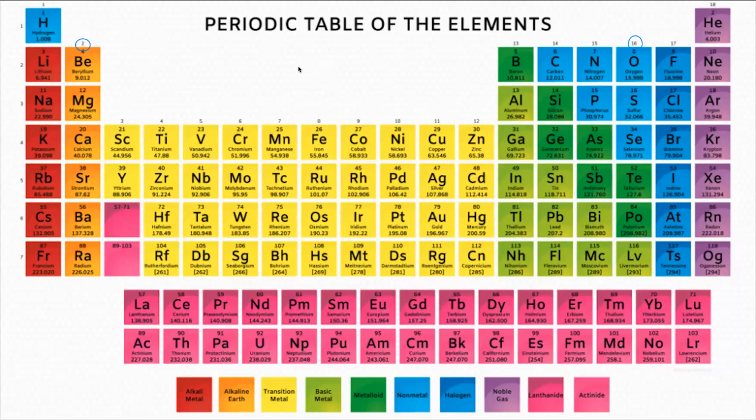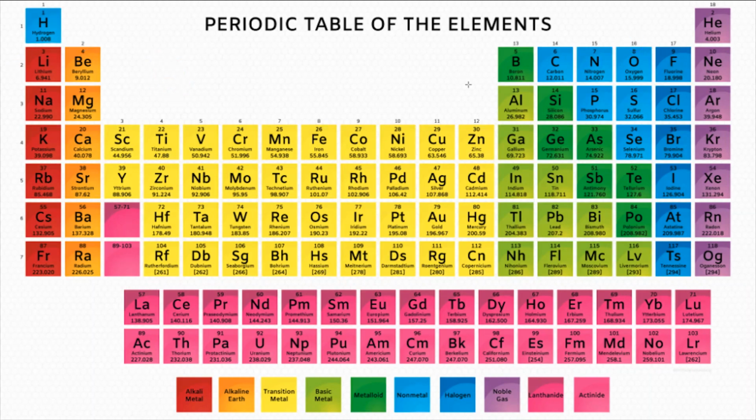Okay, so elements in period 2 have 2 energy levels. So let's imagine we have lithium here. That's the nucleus, for example. It would have 1 energy level and then another energy level. All the elements in period 2 would have 2 energy levels.